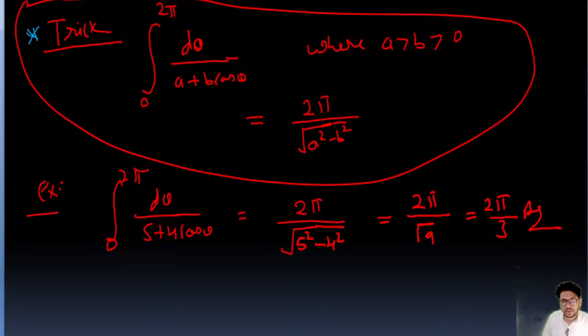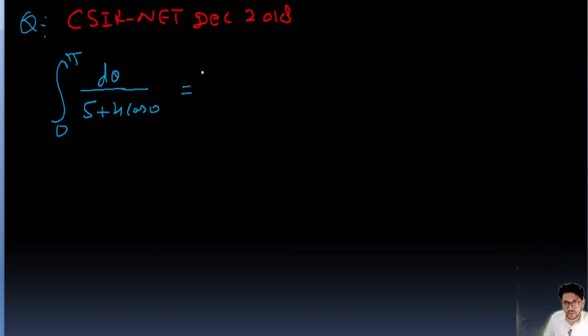Okay, so one question that was asked in CSIR NET, December 2018, I'm going to solve. The question is: you need to find the value of the integral from 0 to pi of d theta upon 5 plus 4 cos theta. Okay, we need to find out this value.